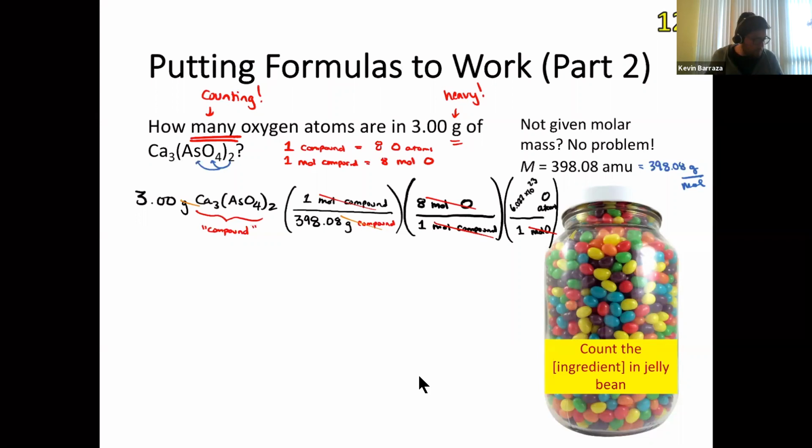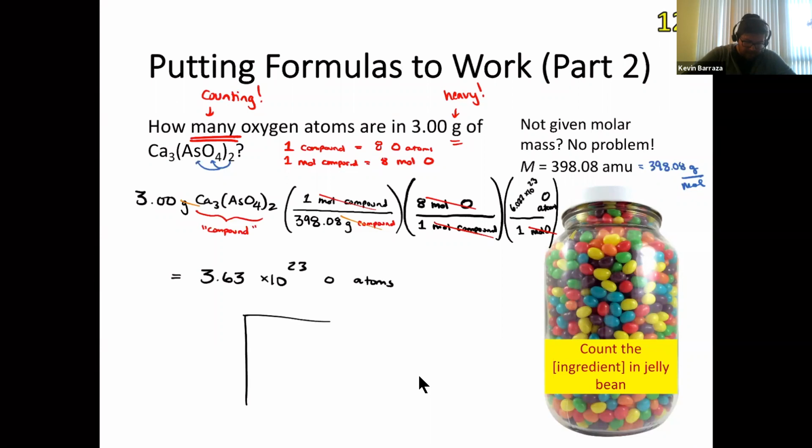So what does this come out to? Oh, actually, I don't have it. 3. And then we multiply everything in the numerator, and we divide by everything in the denominator. And we should get 3.63 times 10 to the 23. Oh, atoms.